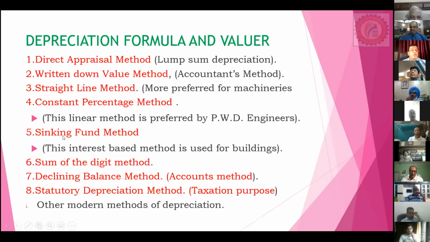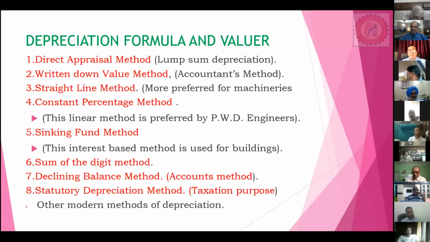But what about the other formulas? You just see the constant percentage method of depreciation. This would be used by only the PW engineers. PW engineers, they are more concerned with what? Structural stability. Whether they may be operating any bridges or buildings or roads or whatever it may be, they are always worried about strength and stability of the building. Am I right? They are not the valuers.